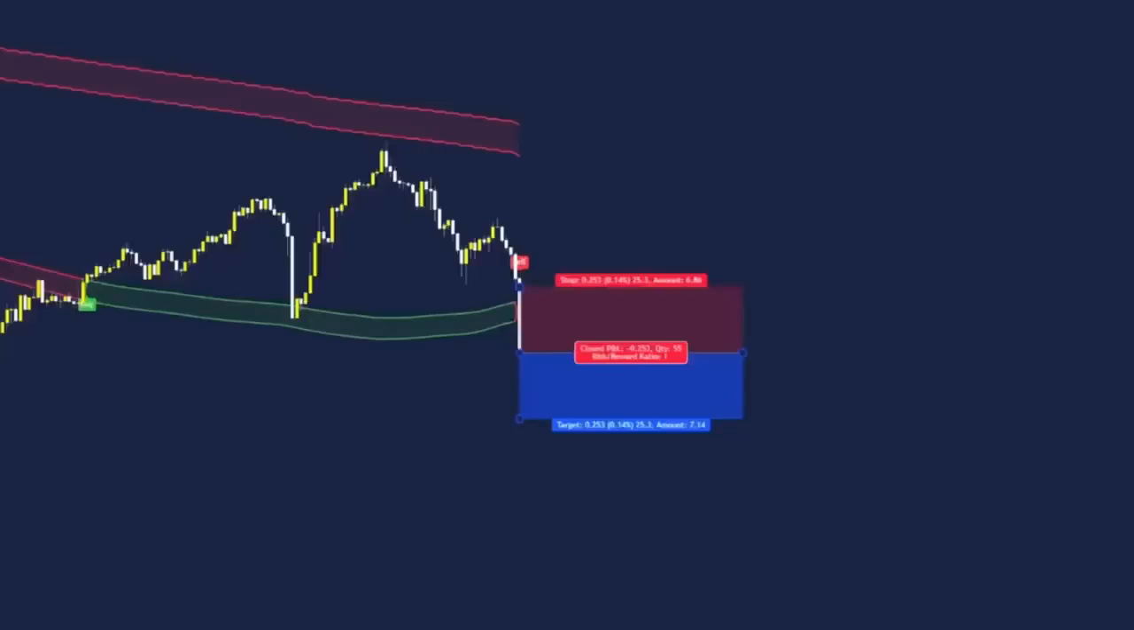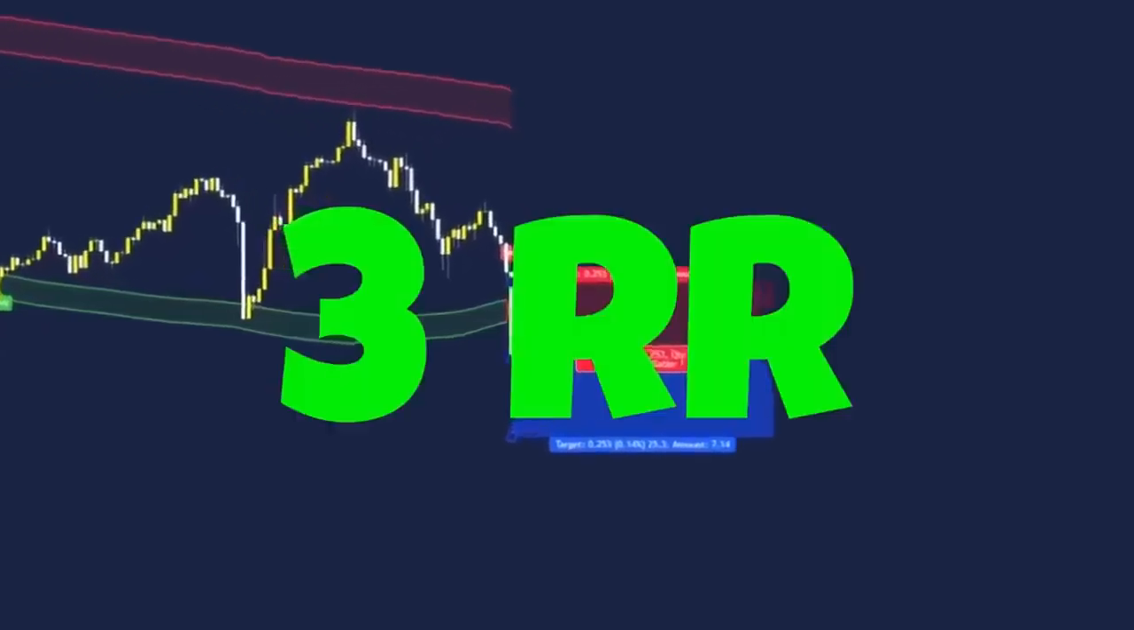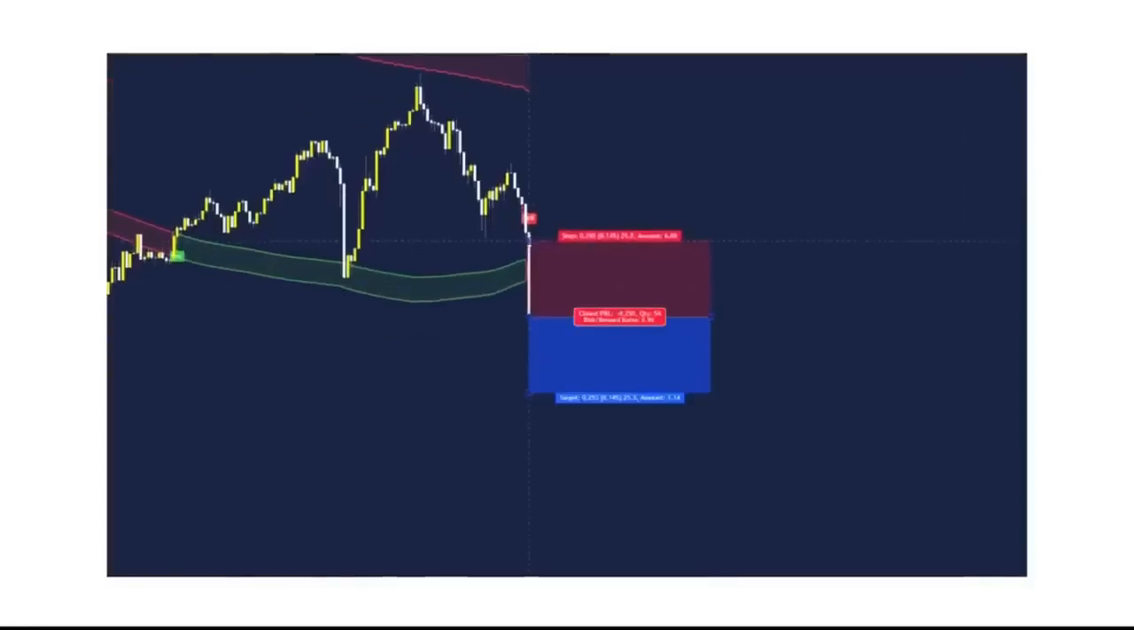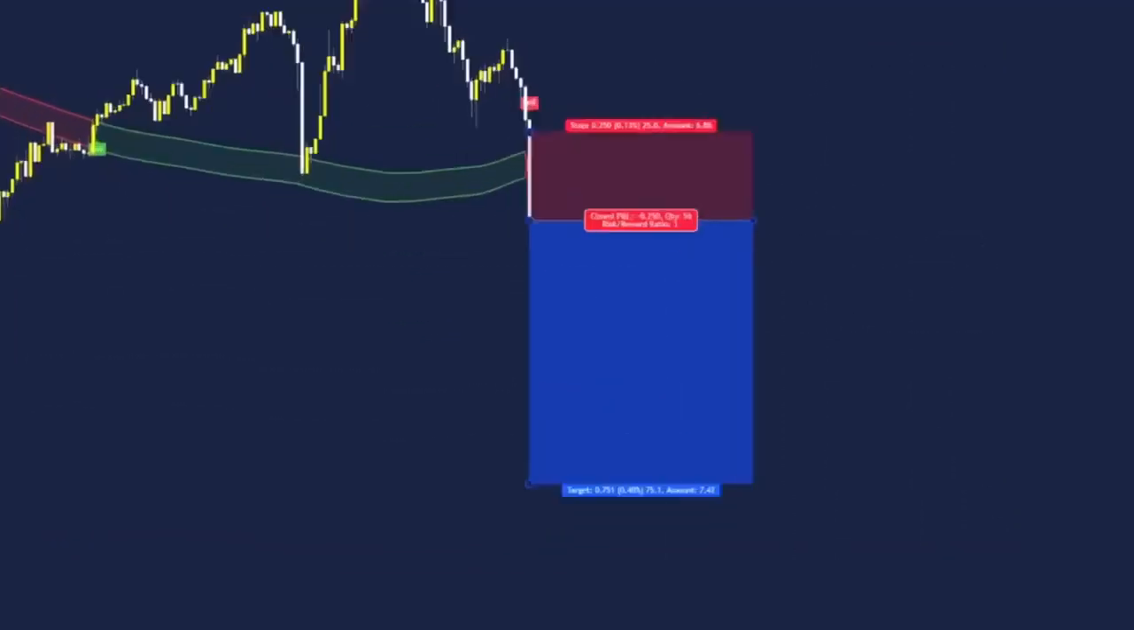Enter the trade on the close of the candle. And for this strategy, we will be going for a 3 risk to reward ratio. So the stop loss will be targeting 25 pips or 25 points. And then with that, you can work out the 3 risk to reward ratio. And that is where our take profit will be targeting price to hit to make us profits.